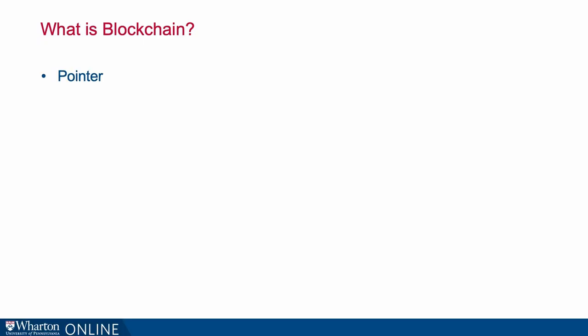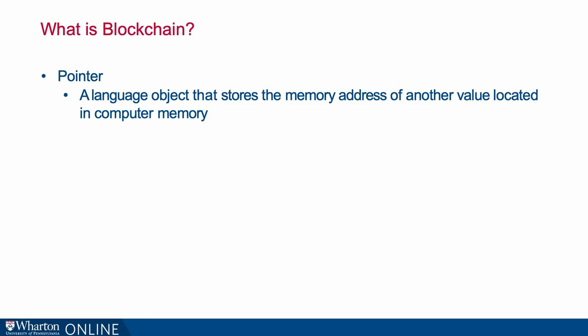And important to this idea of a linked list is something called a pointer. So a pointer in computer science is a language object that stores the memory address of another value located in the computer memory. So the idea is it's not the object itself, but it tells you where to find the object. It's like an index entry.